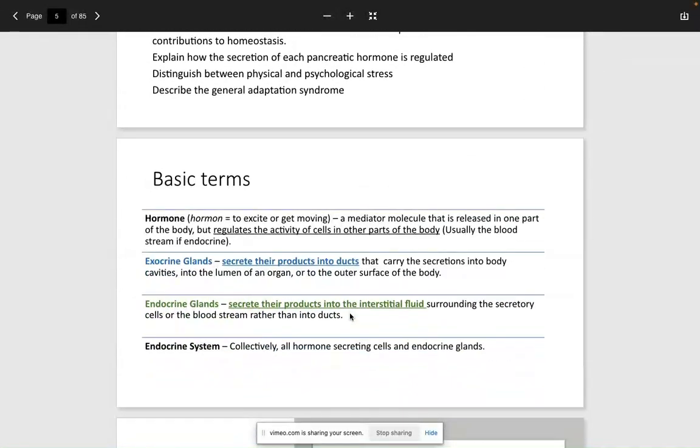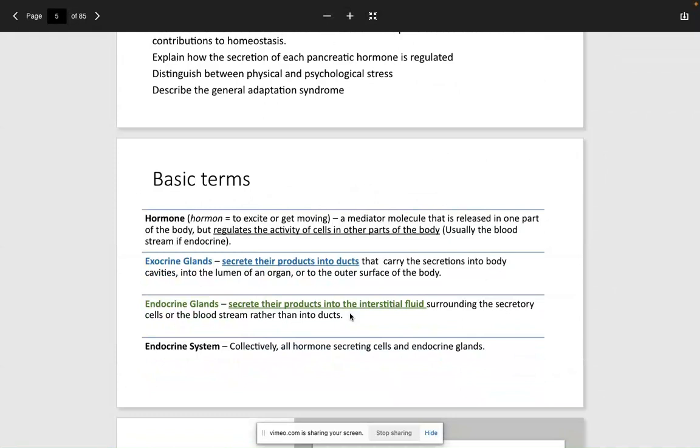So here are some basic terms that are going to be important to know. I just want to point out that hormone is going to be either Greek or Latin, and it's going to mean to excite or to get moving. So the hormones are going to be produced from these different endocrine glands. I'm sorry, glands are either going to be exocrine or endocrine.